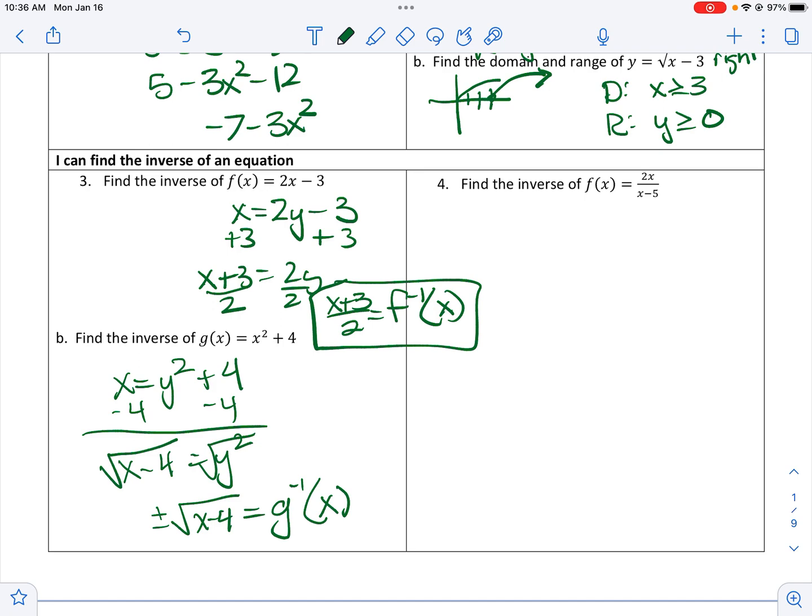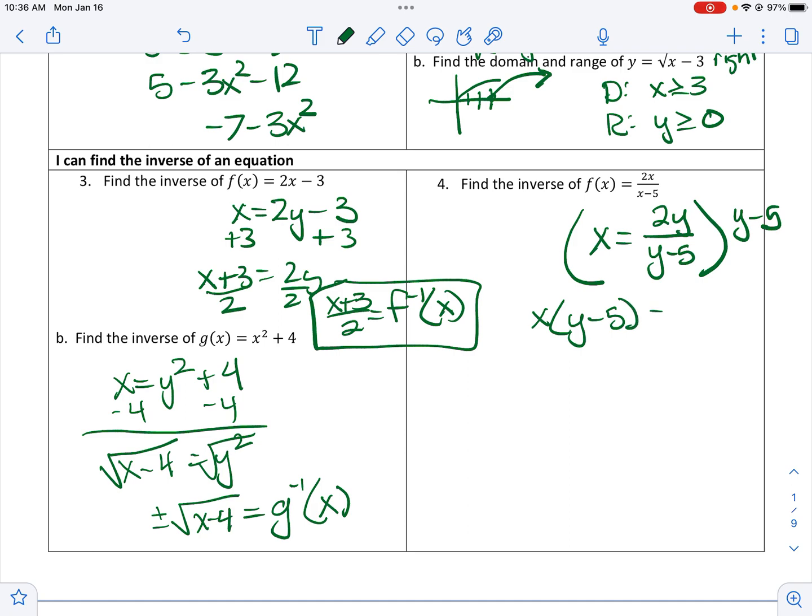And the hardest ones here are the fractions. But again, that first step, let's switch our x and y. And then we can say, well, let's get rid of our fractions. So if we fraction bust, multiply times y minus 5. So x times y minus 5 equals, well, it would reduce out here. So that's just 2y. I'm multiplying this into everything. And now we distribute. So xy minus 5x equals 2y. Let's get the y's on the same side.